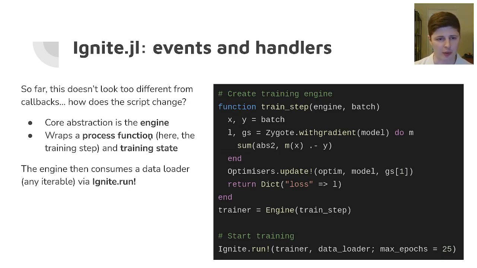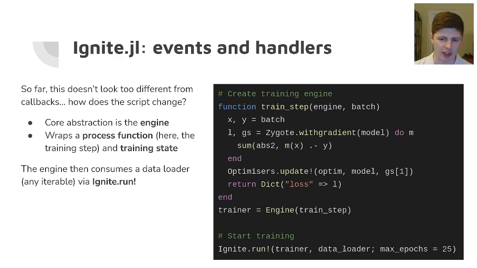But let's just stick with this example here. This process function is wrapped by the engine, and then there's also a training state. This will keep track of what epoch you're on, what iteration you're on, how long each iteration has taken, this sort of thing, and the output from each call to the process function, for example. Given these things, this engine can then consume a data loader, and that's done via the Ignite.run function. That's at the bottom here, and then you set the number of epochs, and by default, the number of iterations per epoch is taken to be the length of the data loader.